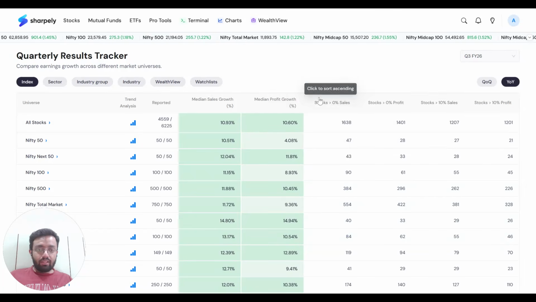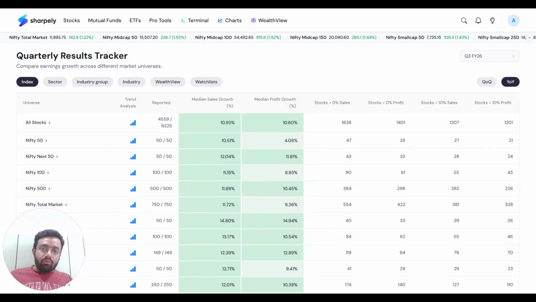And in this video, I'll give you a quick overview of the capabilities of this tool and how you can leverage it to get insightful, data-driven ideas, find companies, sectors, pockets of the market where fundamental strength is there. Right. So, first you have the choice to select the quarter.